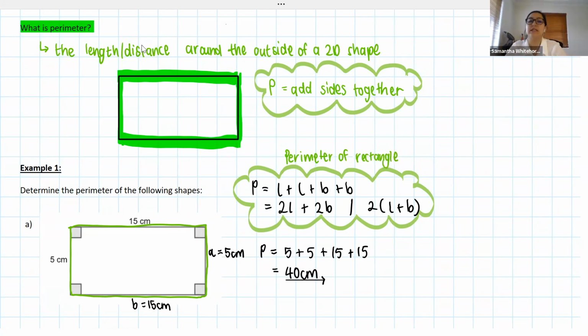But I do always think it's good to know, because sometimes what we'll do is we won't tell you what the formula is. So my grade 8s just wrote a test, and this is how we gave them the formulas.